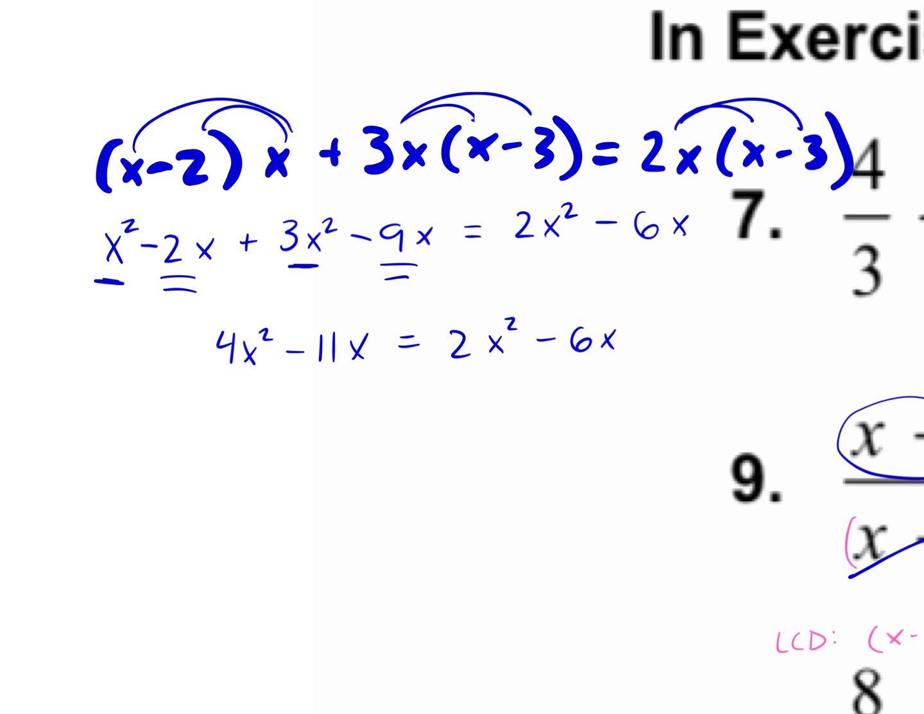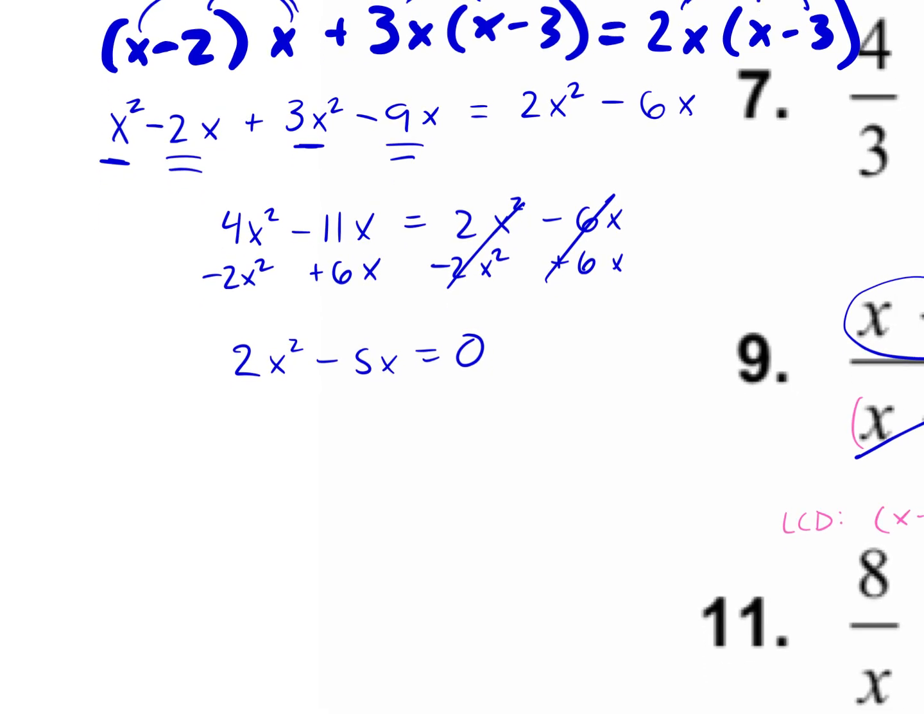Oh, that 4x squared and that 2x squared. Gotta subtract. So let's subtract 2x to move it to the other side. And we can add 6x and move it to the other side. So we get 2x squared minus 5x is equal to 0. Now whenever we have an x squared and an x, what do I need to do to solve? Factor. So I have to factor.